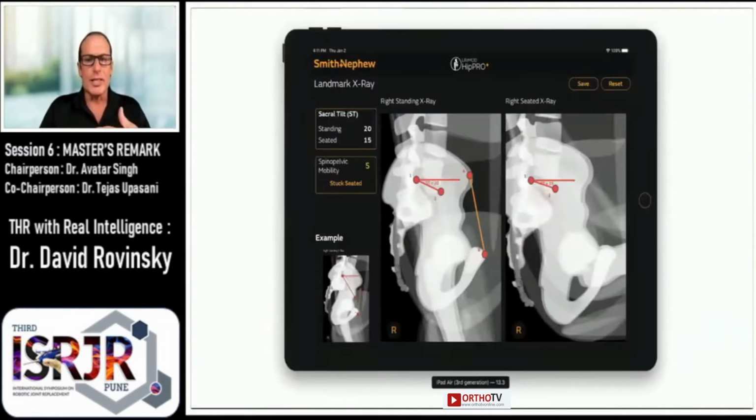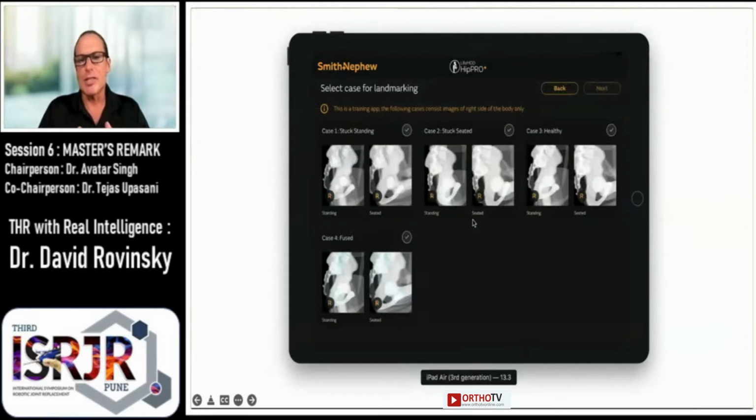The opening screen, we have the x-rays that are imported, and you draw the anterior line between the ASIS and the pubic symphysis. This defines your anterior pelvic plane, and then you mark out the sacral slope. And then you classify the pelvis into stuck standing, stuck seated, normal range of motion, or hypermobile.